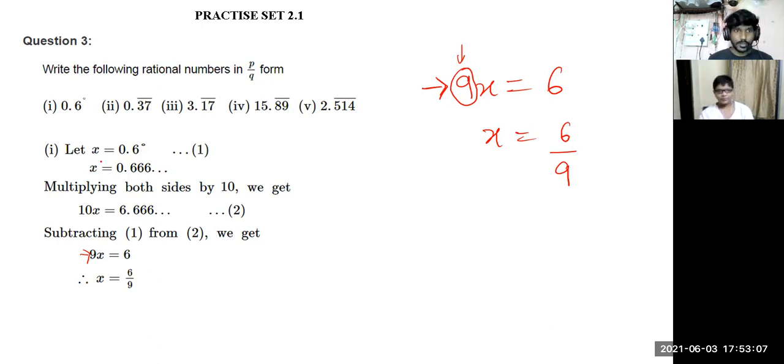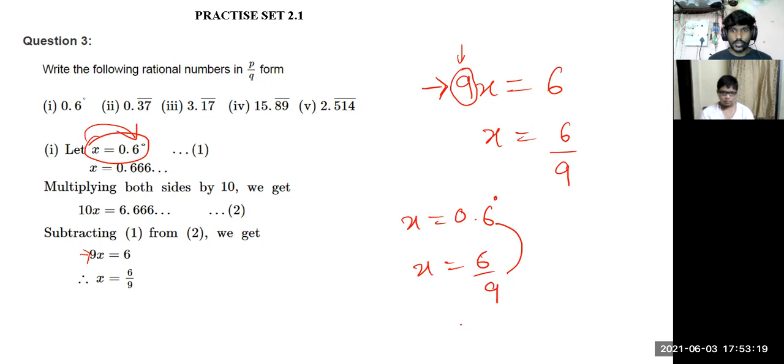That means, if you see here, what you considered x is 0.6 recurring. Okay, x is 0.6 recurring, but after solving, you got x to be 6 upon 9. That means these two are equal to each other. So you can say that 0.6 recurring is 6 upon 9.